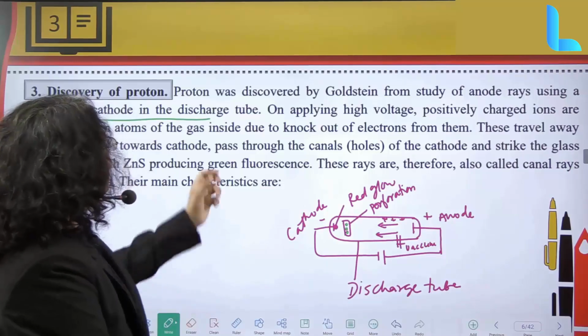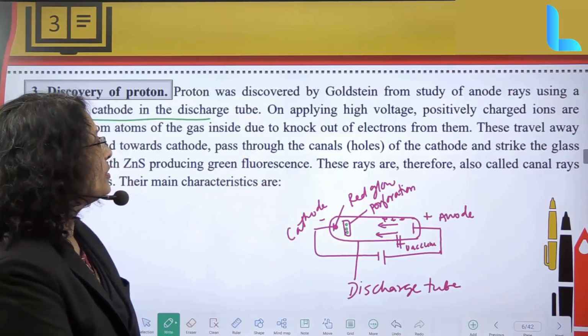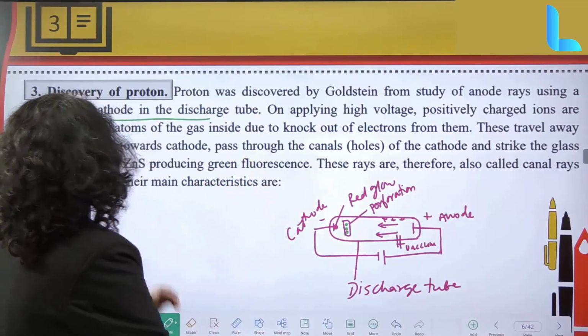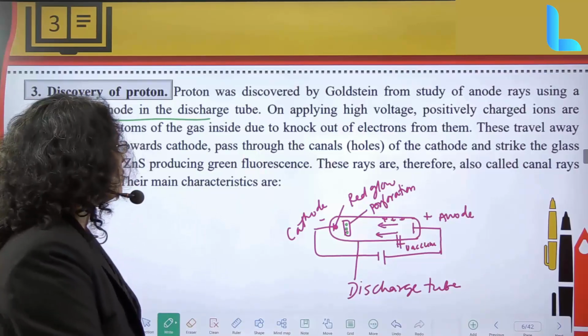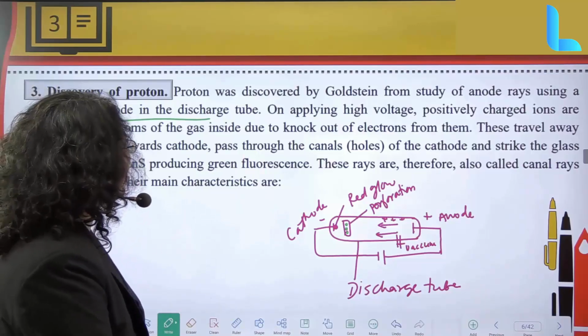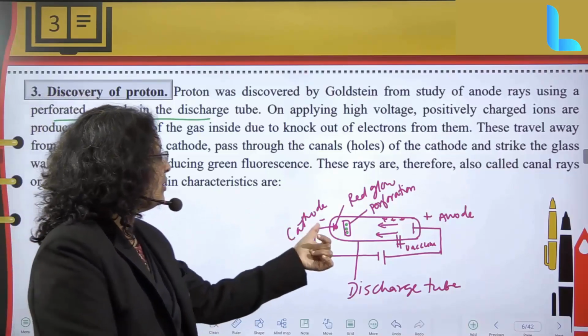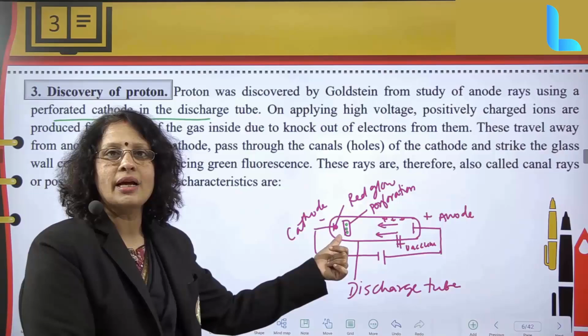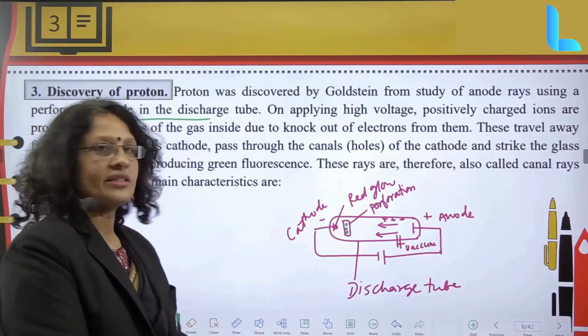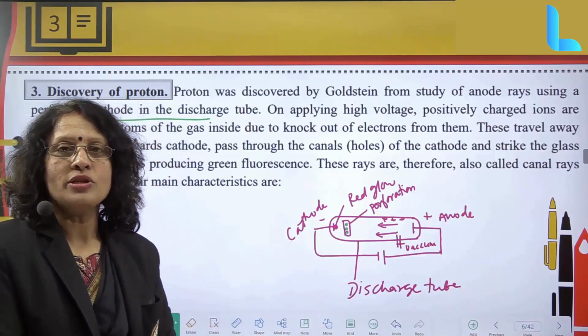They pass through the canals, the holes of the cathode, and strike the glass wall coated with zinc sulfide, producing green fluorescence. These rays are called canal rays or positive rays. Now they are showing the red glow on this side. It means particles are coming, knocking out the electrons and coming out.